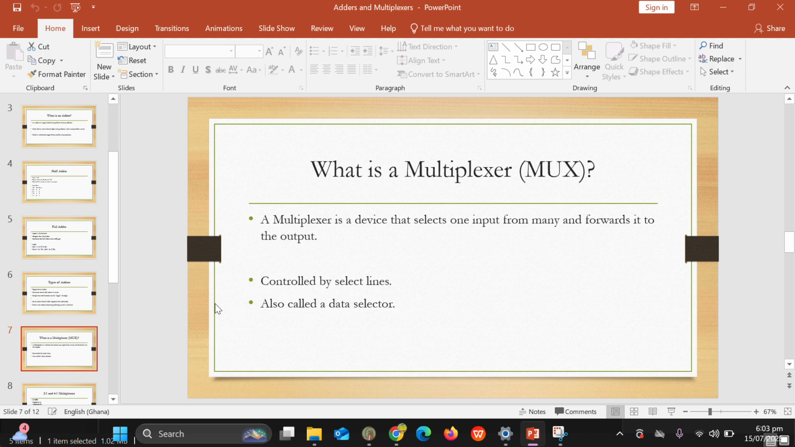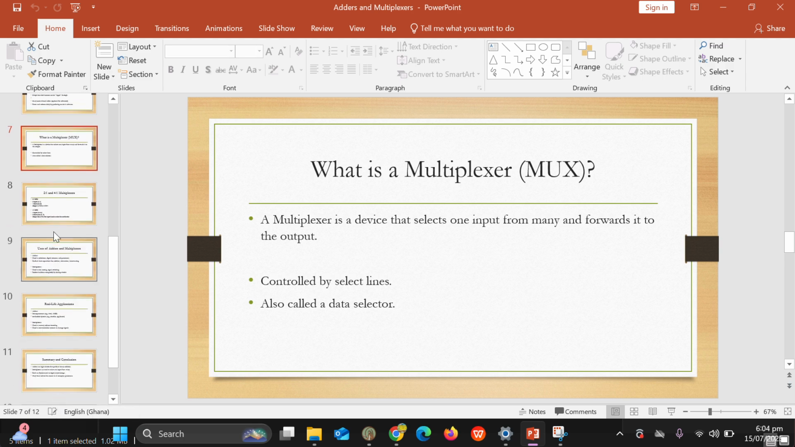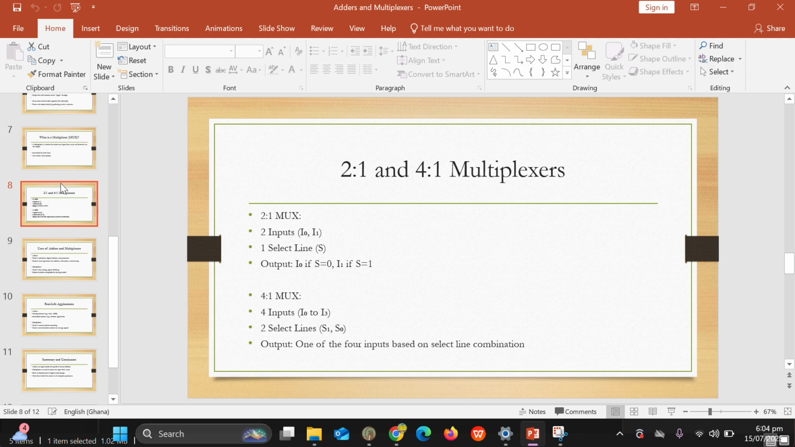Multiplexers are also called data selectors. Then we have 2 by 1 and 4 by 1 multiplexers. A 2 by 1 MUX has two inputs and one select line. If the select input is 0, it chooses the first input. If it's 1, it chooses the second.